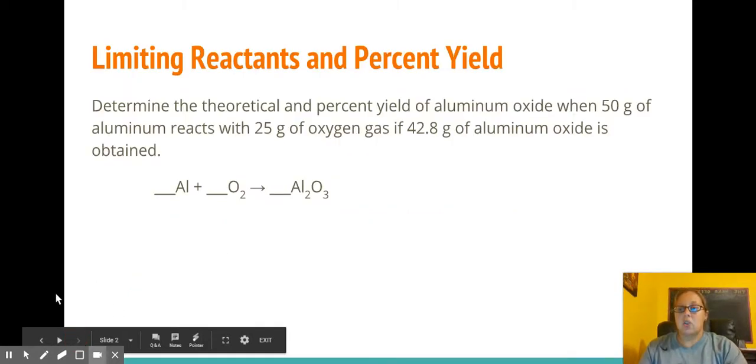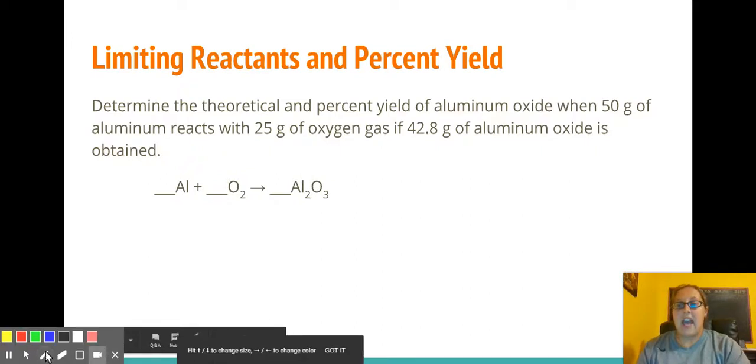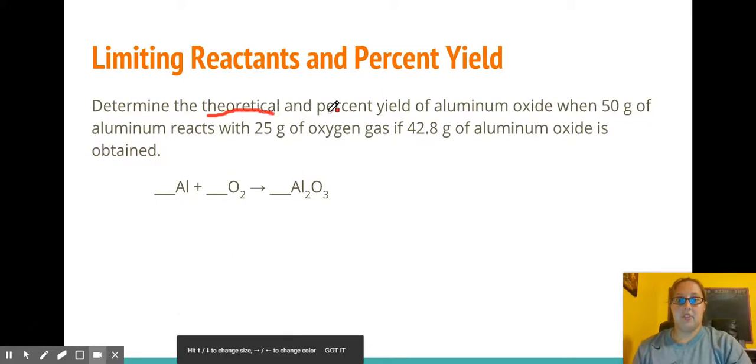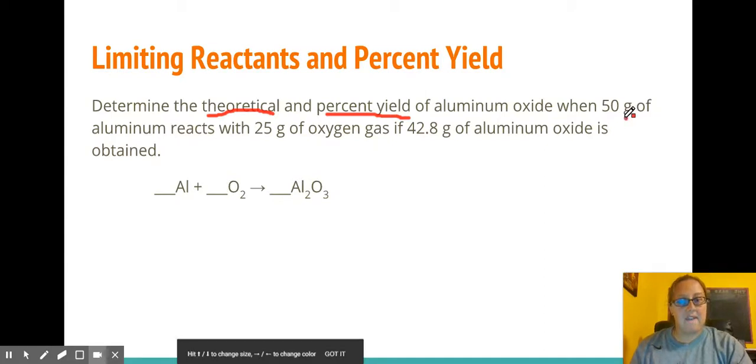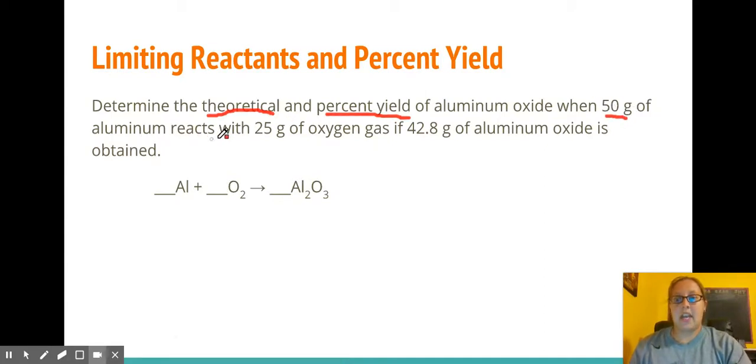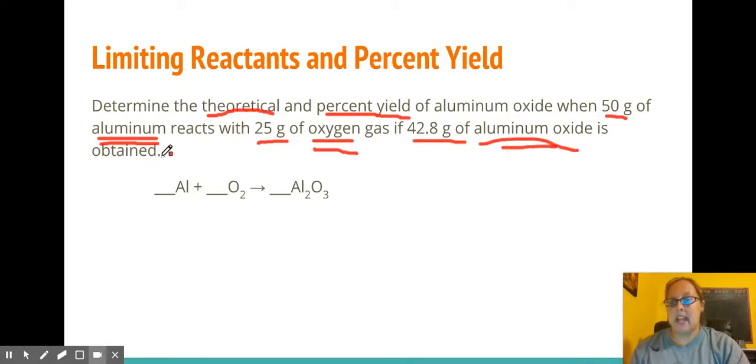All right, so in this problem, we want to determine the theoretical and the percent yield of aluminum oxide. Here's the information that's given to me. 50 grams of aluminum reacts with 25 grams of oxygen. And then it also gives me 42 grams of aluminum oxide is obtained. I want to circle that word because that's a keyword for something there.